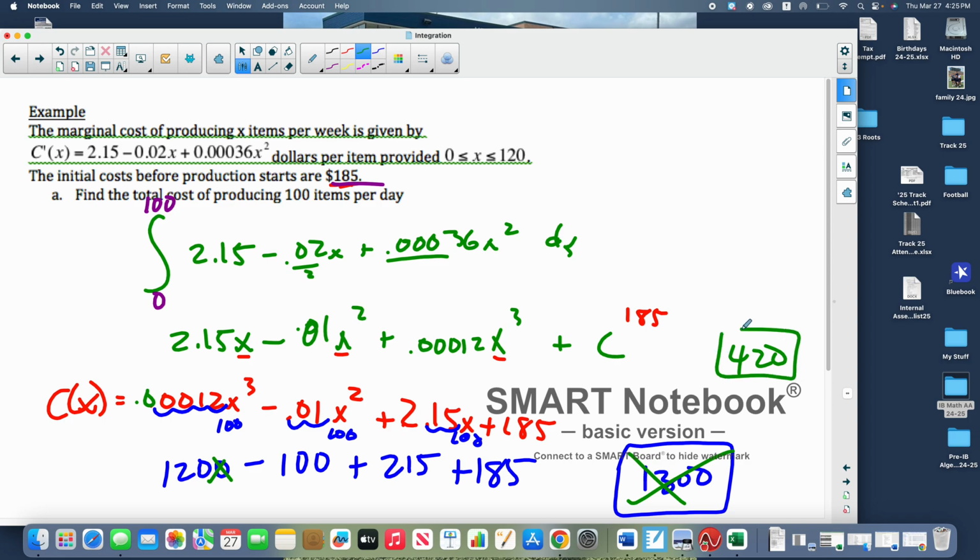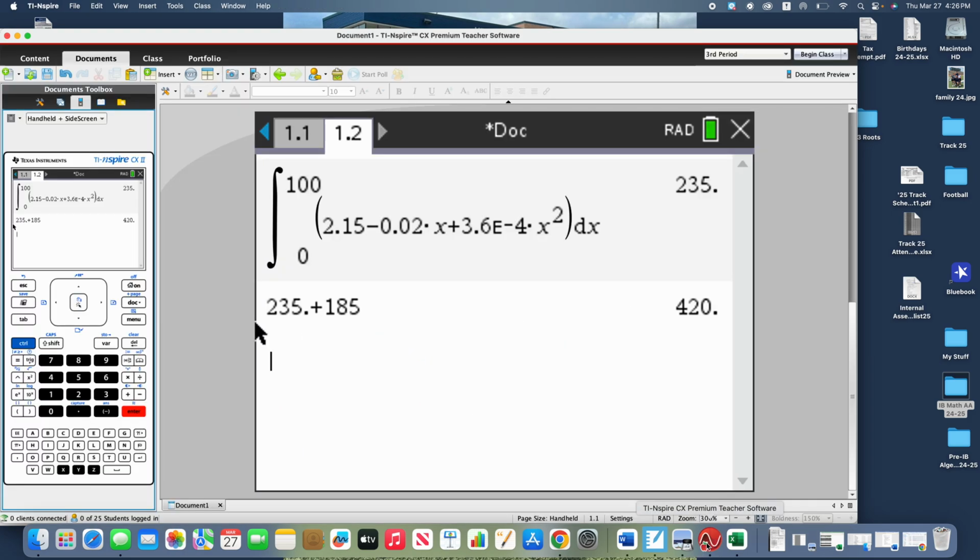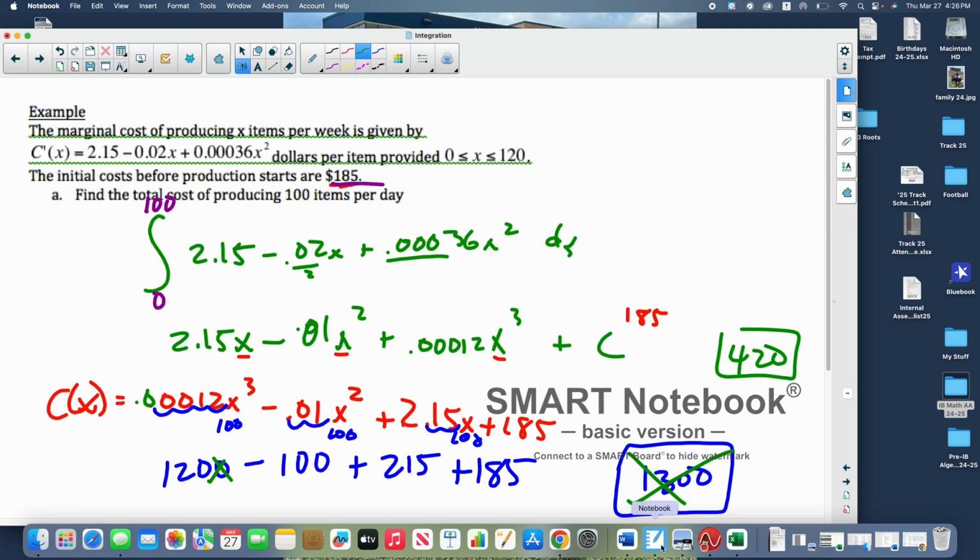We could take it back all the way there. We can let our technology help us with that, doing the definite integral, knowing that the difference between what I started with and what I ended with was $235, but I started with 185, and so I can add that together and have the cost of 100. You could do that with whatever amount of units you want to produce, up to 120, because that was my domain. Okay?